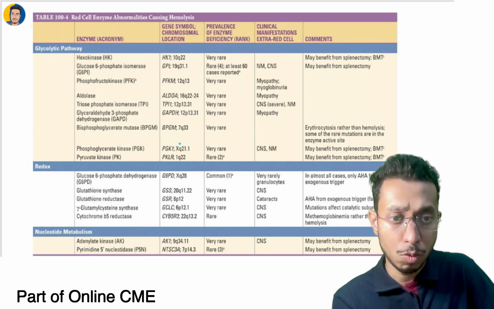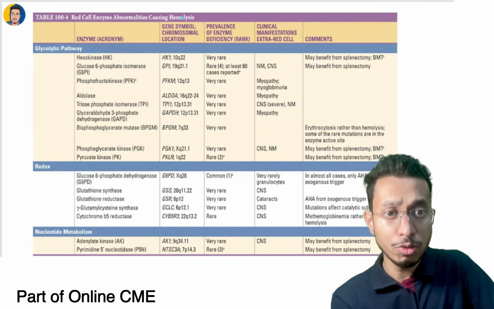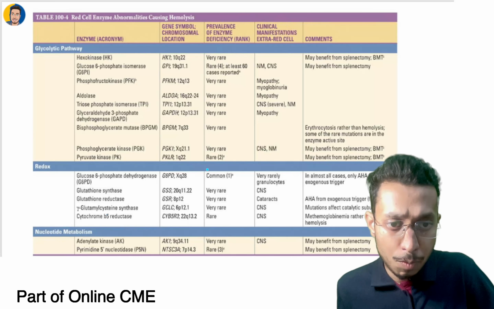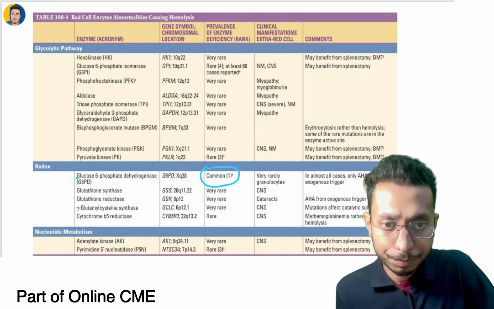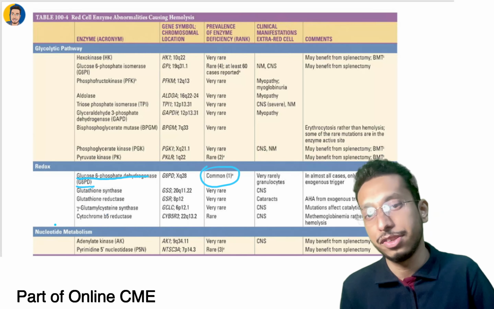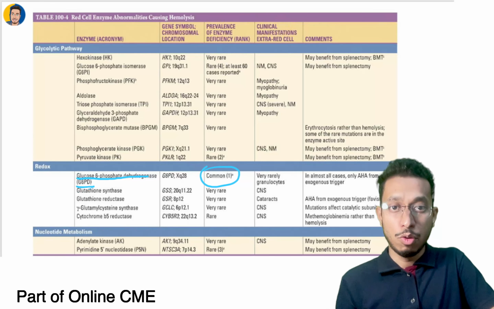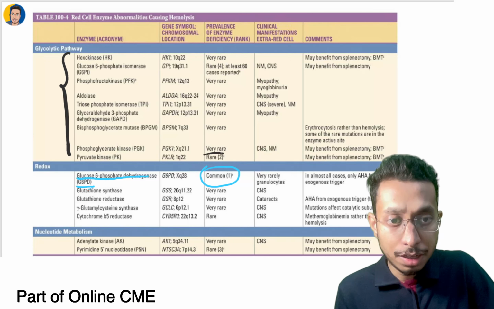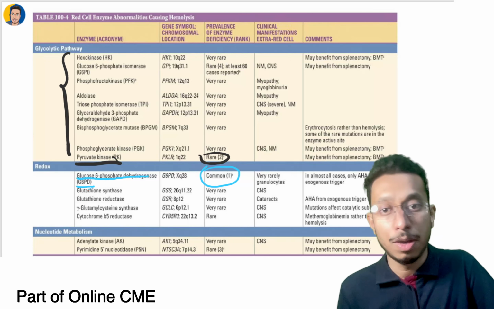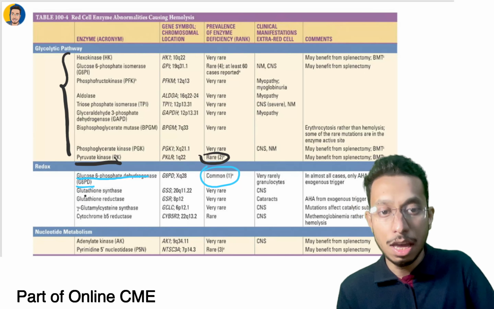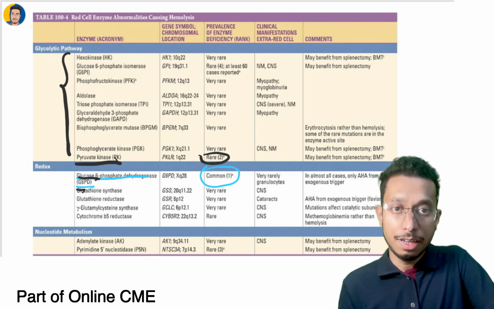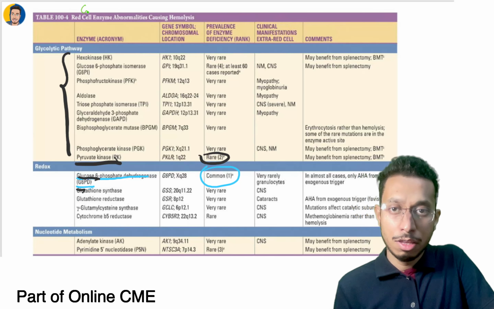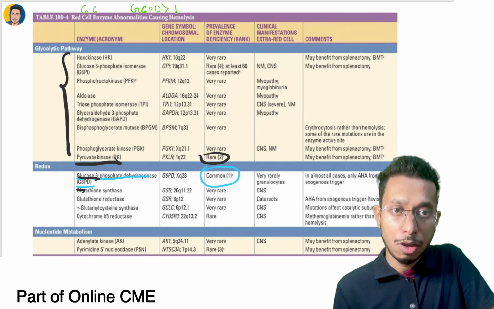So coming to the most common one here, among those enzymopathies, remember, the most common is only one: G6PD deficiency. But if the question asks which is the most common enzyme defect in the glycolytic pathway, remember the most common enzyme defect in the glycolytic pathway is pyruvate kinase. But the most common enzymopathy leading to hemolytic anemia is G6PD. And this is the following order of the defect: G6PD, followed by pyruvate kinase, followed by glucose phosphate isomerase.